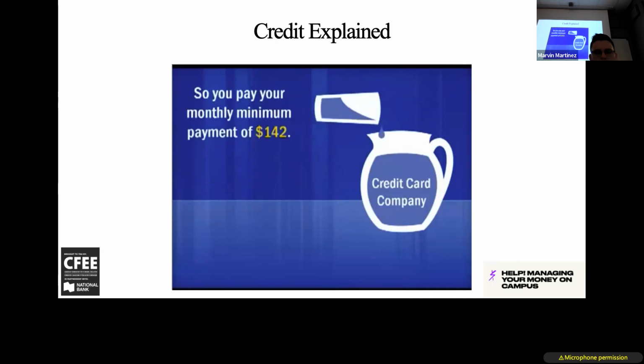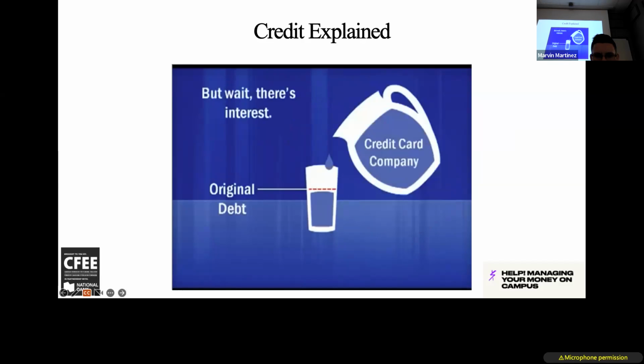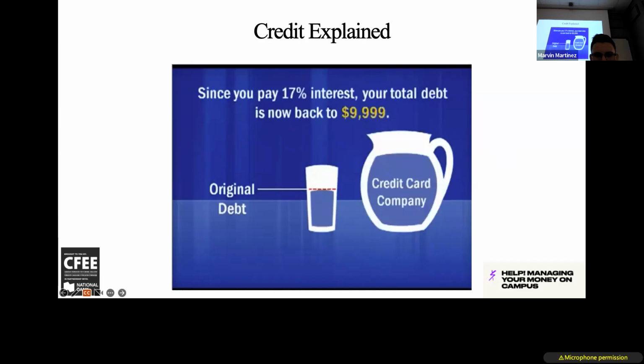So every month you pour out a little water by making your minimum payment, which is on average around $142. That payment lowers the total amount you owe to $9,858. That's a little bit lower, but not much. Unfortunately, there are outside influences that can raise that amount, mainly being interest. Interest normally charges you around 17% of your outstanding balance at the end of every month. After 17% interest on your outstanding balance is charged, that brings your new debt amount to $9,999.